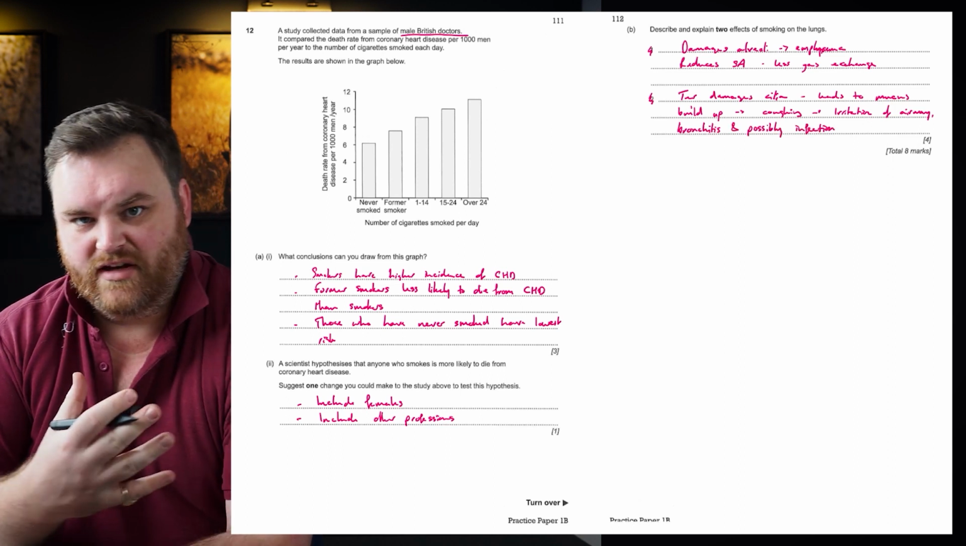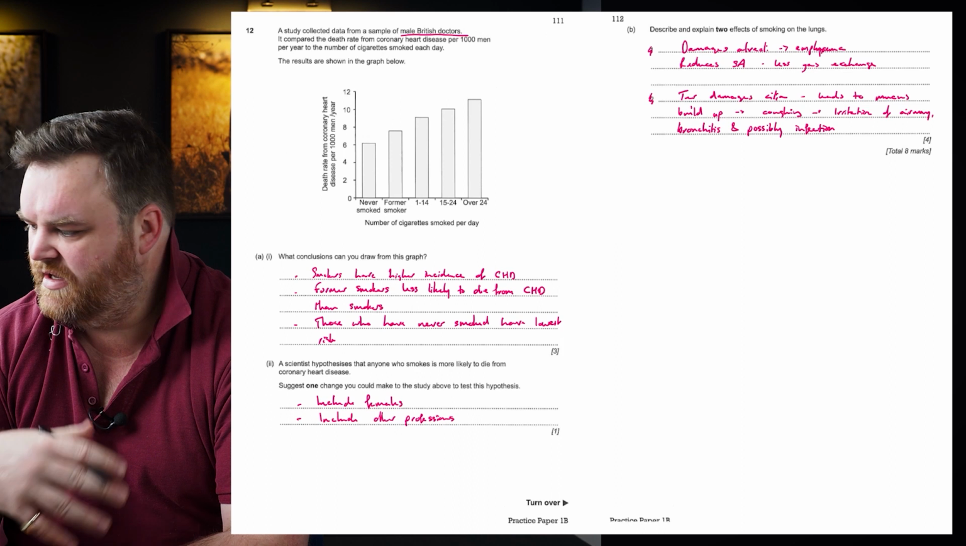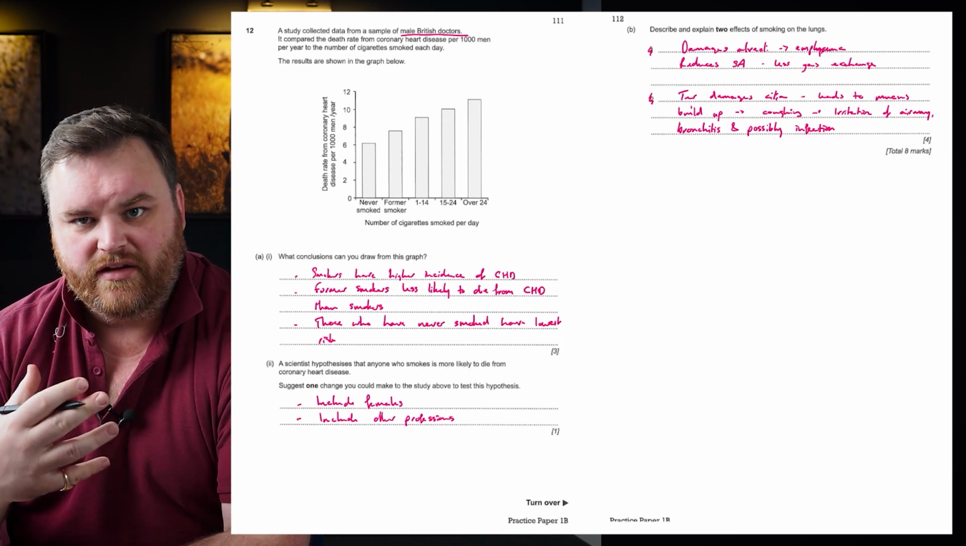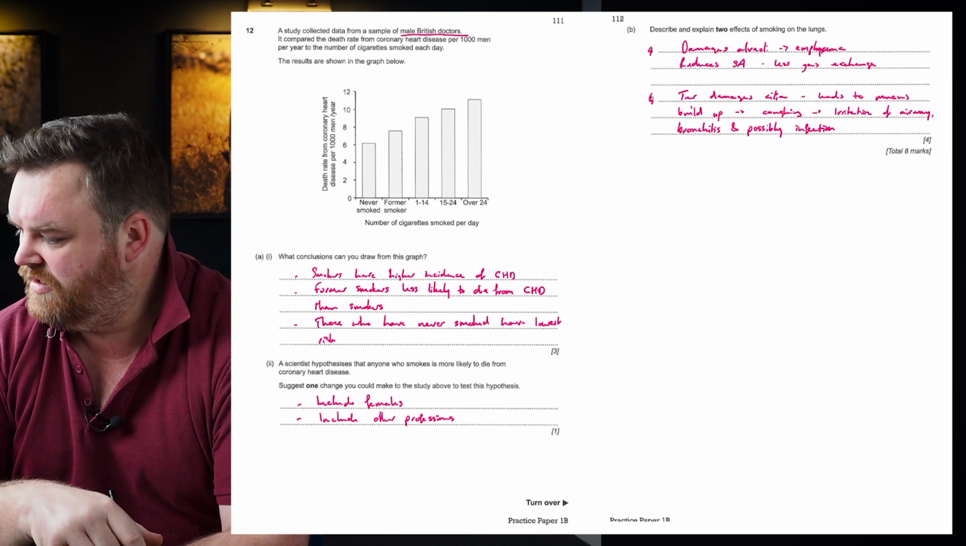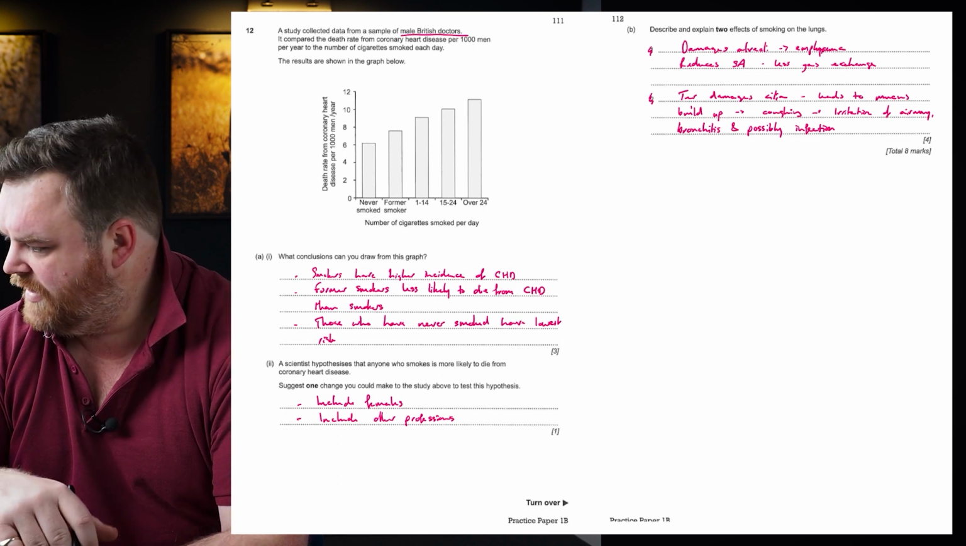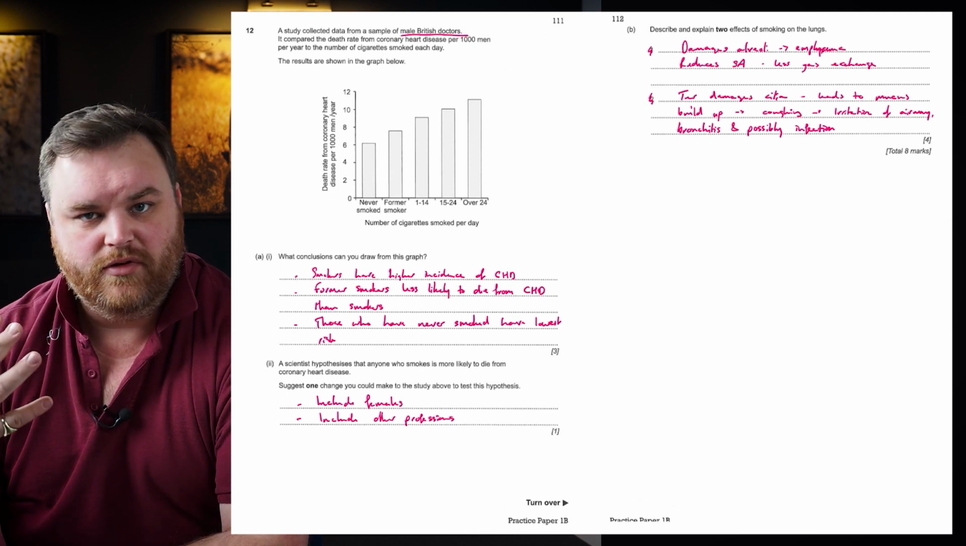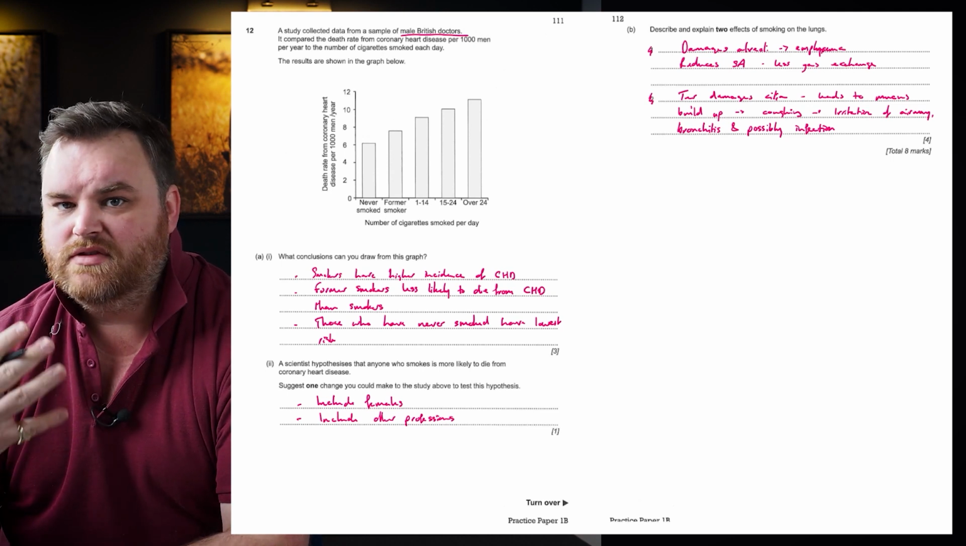Okay, so that would be my second point. The tar damaging the cilia, the build-up of mucus, the build-up of mucus causing a cough, coughing irritating the lining of the airways, and that might lead to infection and bronchitis being that swelling. Okay, the other point we'll make here is about cancer. So cigarette smoke contains a lot of carcinogens. Carcinogens will cause cancer.